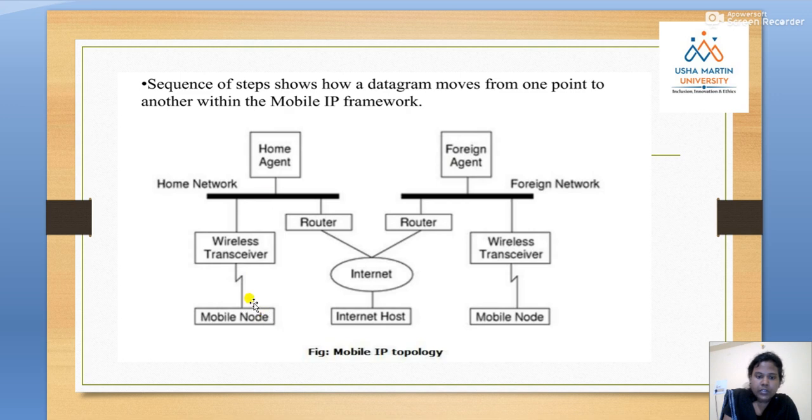Okay, and here now the mobile node, if originally present here in the same network, the device cannot be changed. The device is just shifted to the foreign network. With the help of the care of address, we can deliver the data.